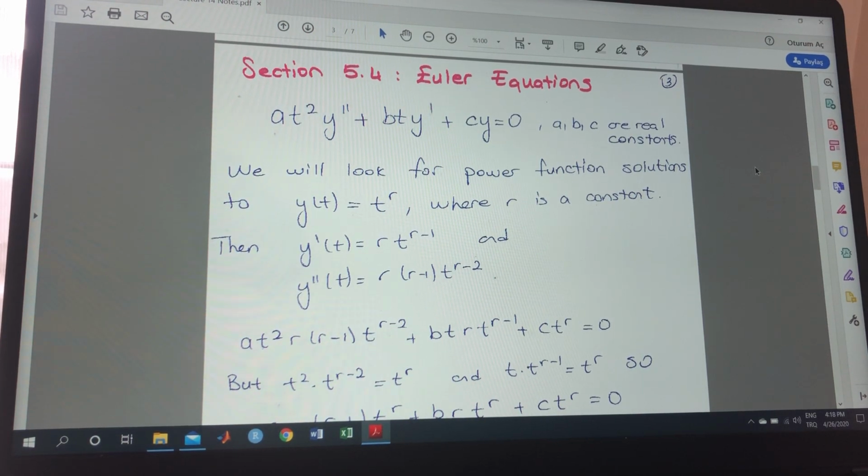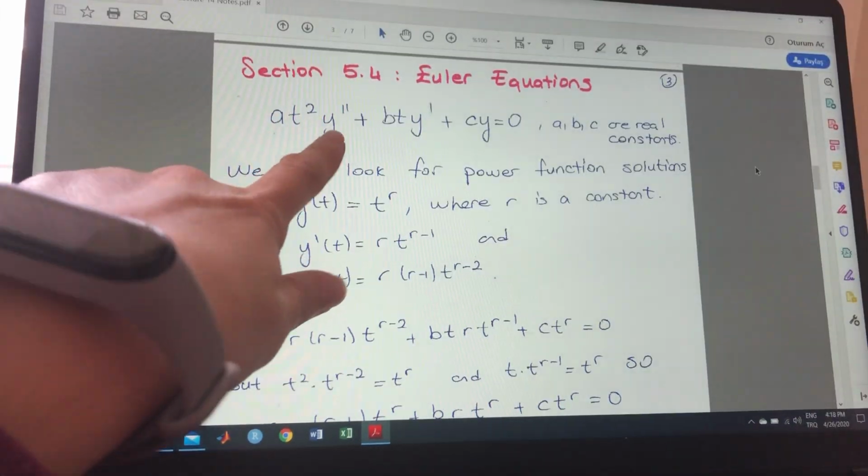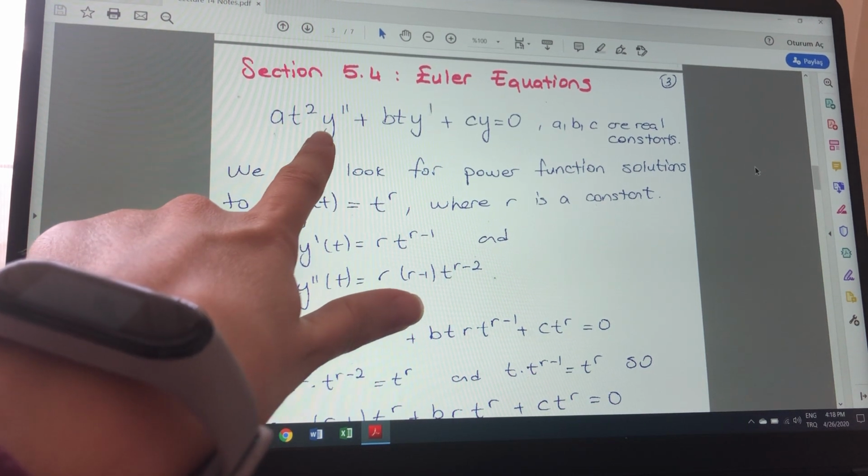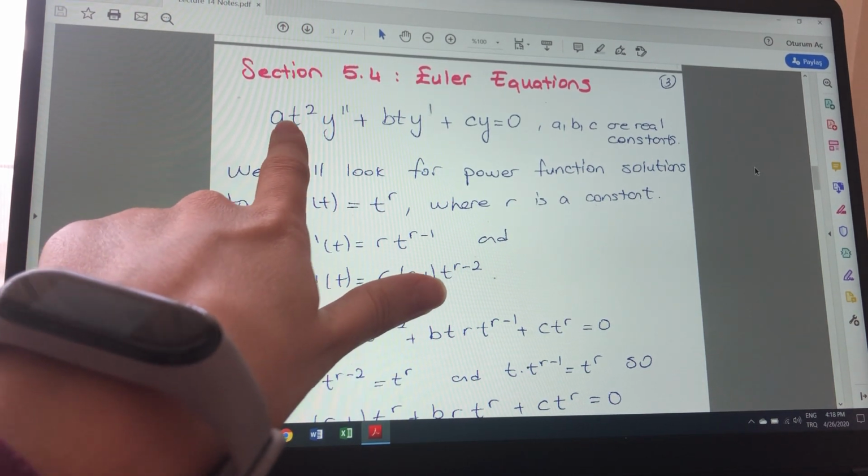So in this class, we will be talking about Euler equations. Euler equations are kind of a special differential equation. It's a second order differential equation, as you can see here. The difference in here is our coefficients are not constants.